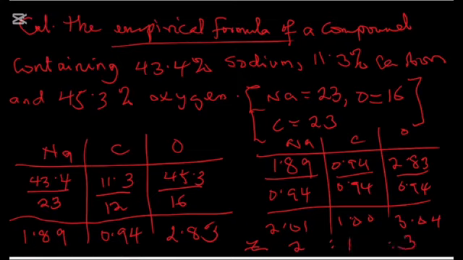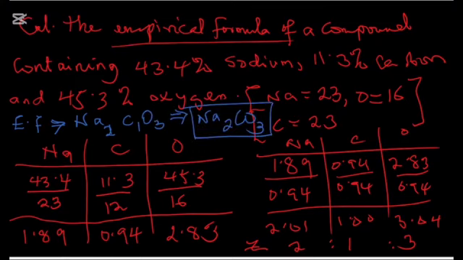So it means the empirical formula of the compound will be Na2C1O3, which is equivalent to Na2CO3. Do you get that? Yes, sir. So that is how to quickly calculate that.